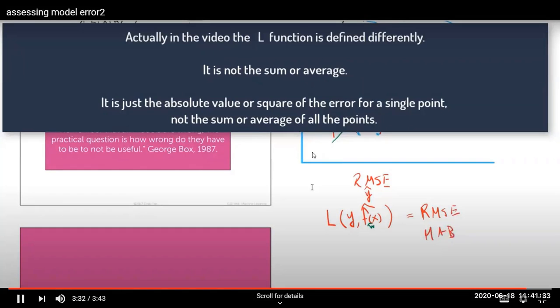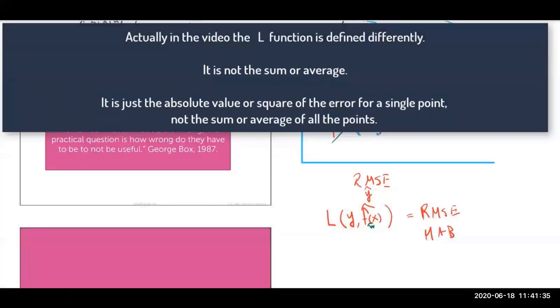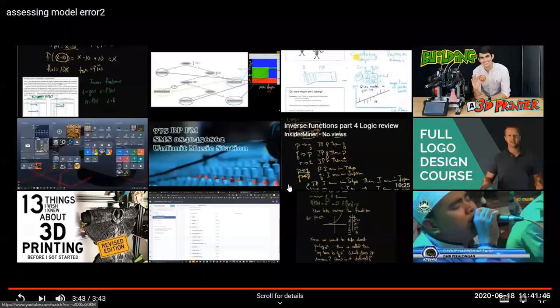And we could think of other ways to measure the loss. Okay, let's go on to her videos.